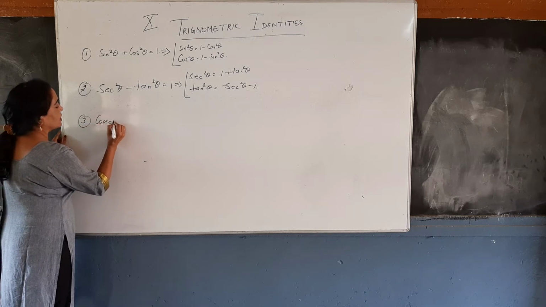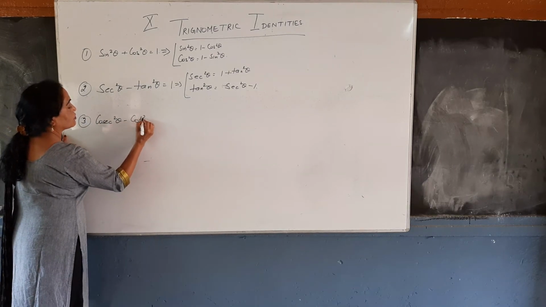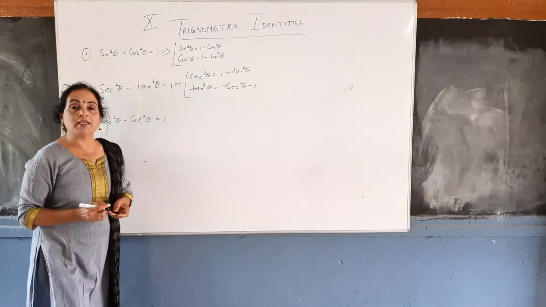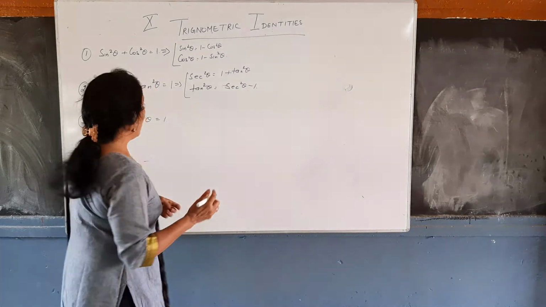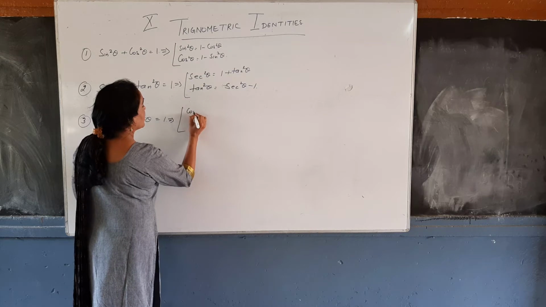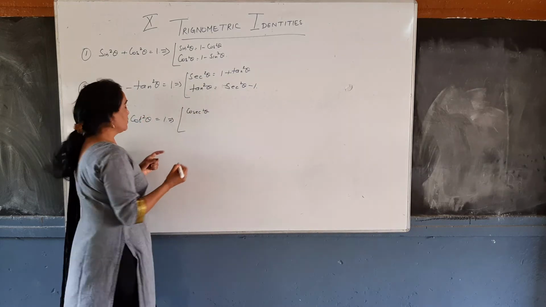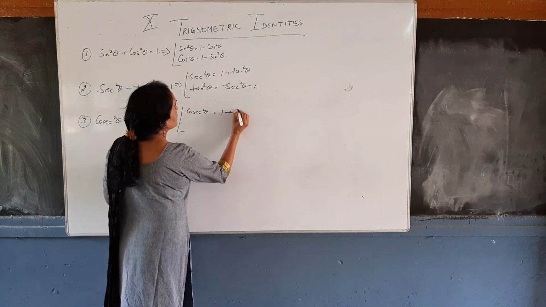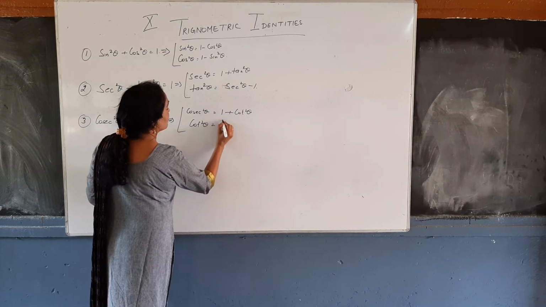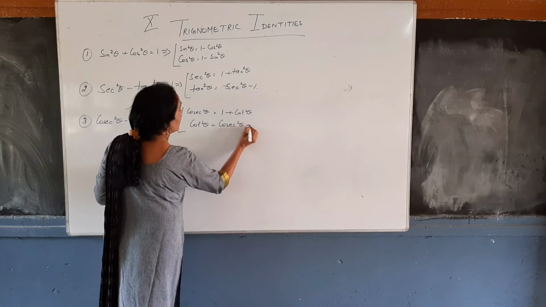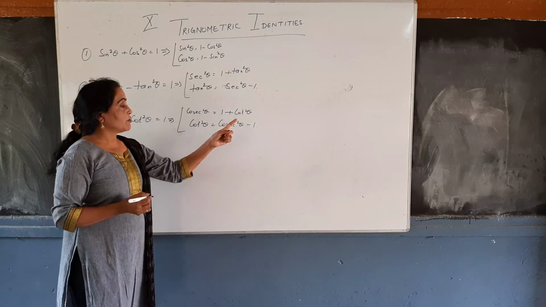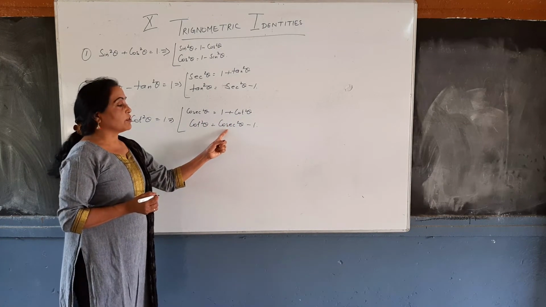Third is cosec square theta minus cot square theta equal to 1, or we will get from here, cosec square theta equal to 1 plus cot square theta, or cot square theta is equal to cosec square theta minus 1. Cosec square theta is also equal to 1 plus cot square theta. Cot square theta is also equal to cosec square theta minus 1.